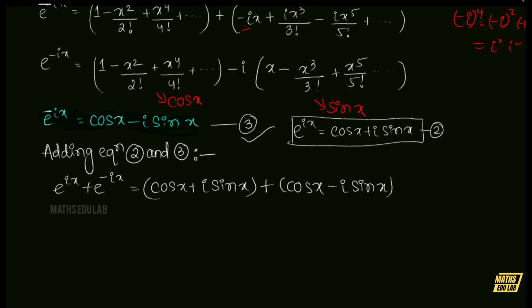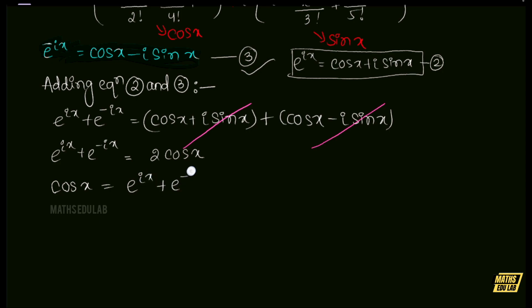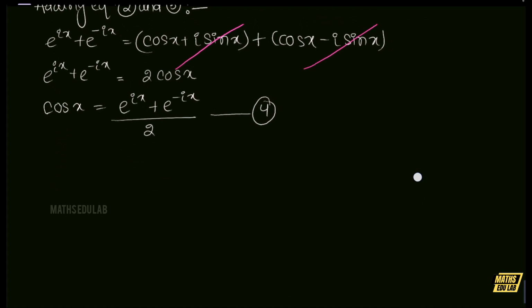Here the plus i sin x and minus i sin x will get cancelled out, and the left out value will be e to the power of ix plus e to the power of minus ix is equal to cos x plus cos x, which will be 2 cos x. Then I can write cos x as e to the power of ix plus e to the power of minus ix upon 2, which is nothing but the hyperbolic function value which we have got. The same way we get the fourth one. So consider this as the fourth one.